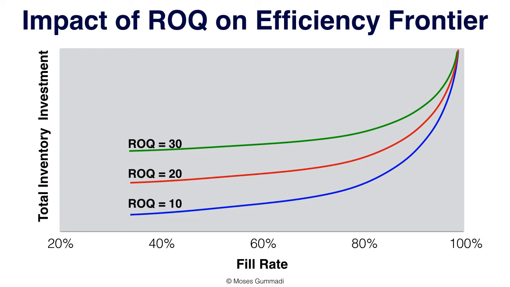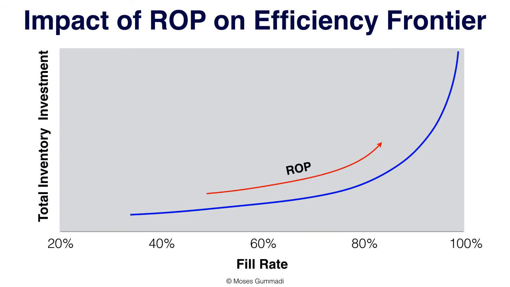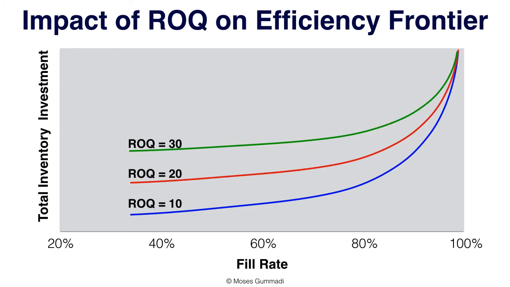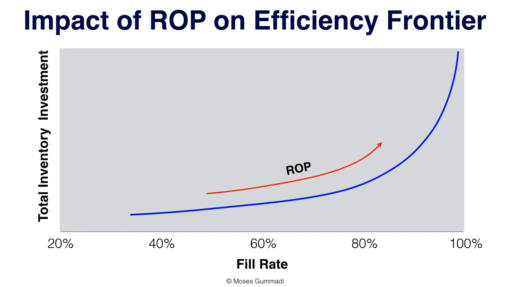In other words, the requirement for inventory investment goes up. Okay, it's vice versa for the order frequency. And how does ROP impact the efficiency frontier? So ROP is essentially, once you decide the level of ROQ, the level of ROQ will decide which line it is. And once you decide which line it is, where you are on the line is determined by the ROP.